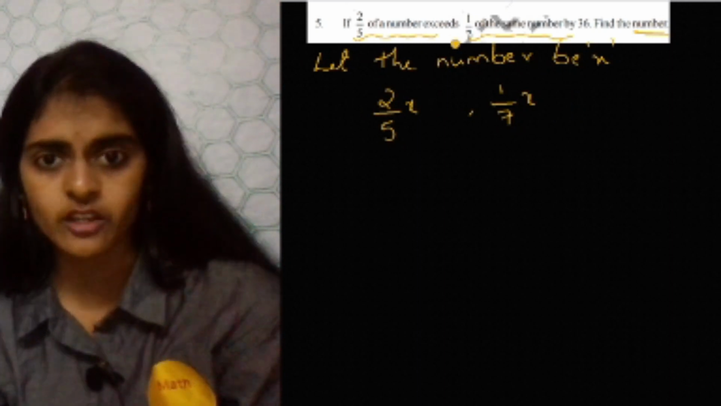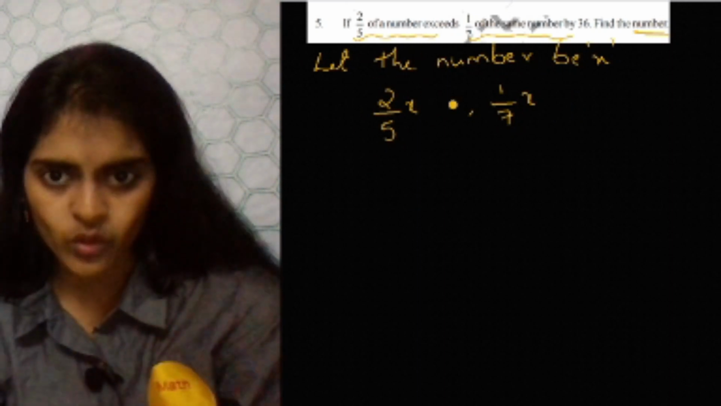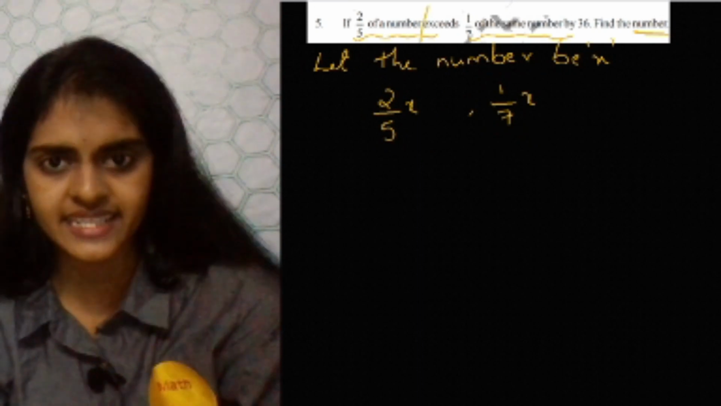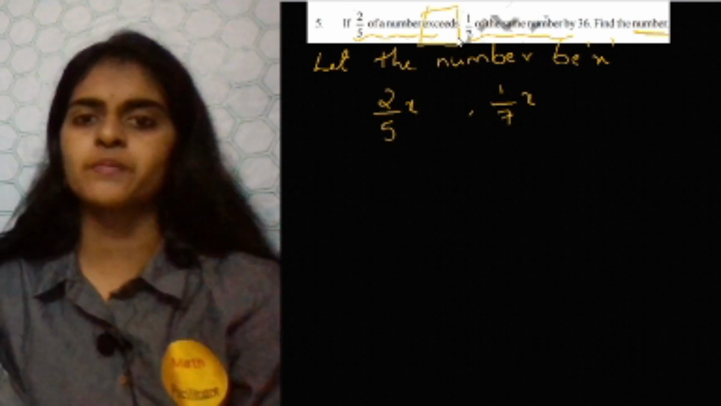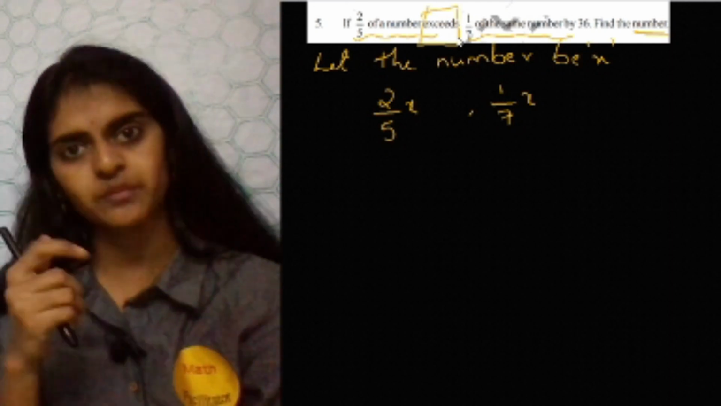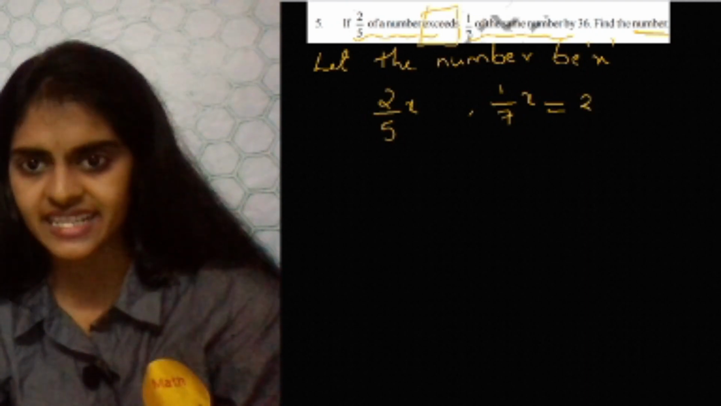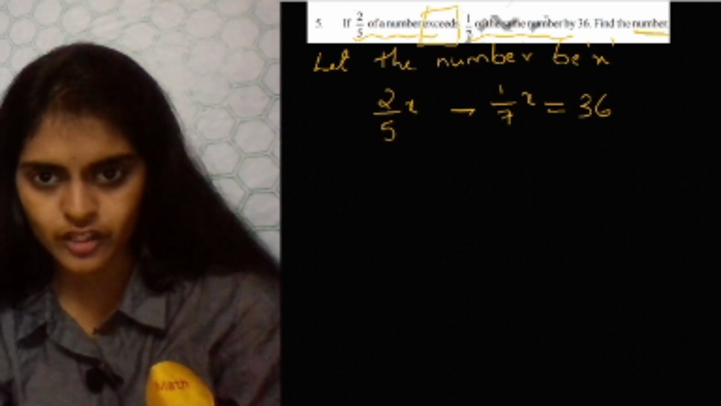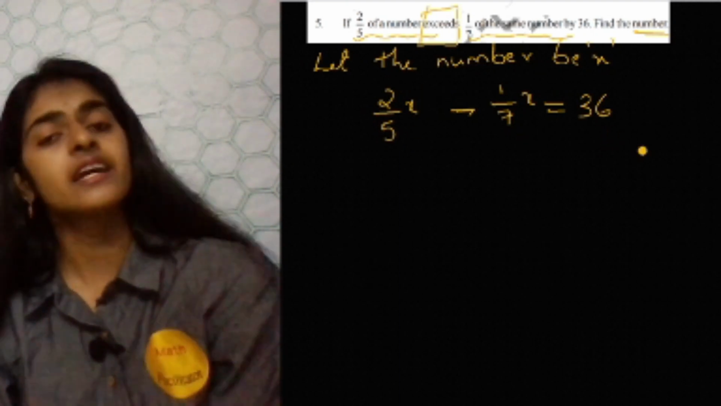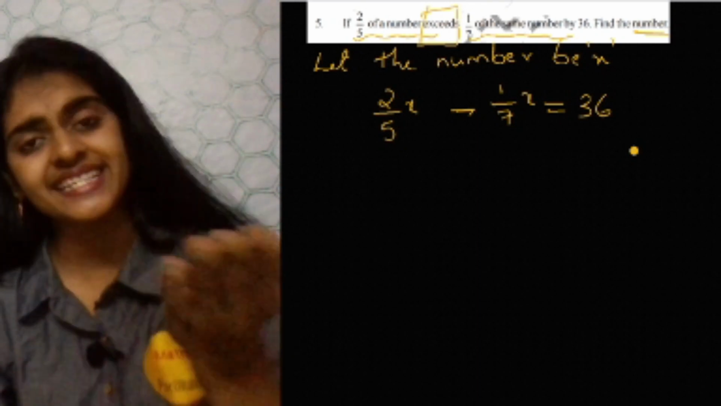So 2 by 5 of the number exceeds 1 by 7 of the number. That means this is more than this. See the word exceeds. So 2 by 5 of the number is exceeding 1 by 7 of the number, that means 2 by 5 of the number is more. It is exceeding this number by 36. That means if you are subtracting these two numbers, you will get 36. Understood the logic?